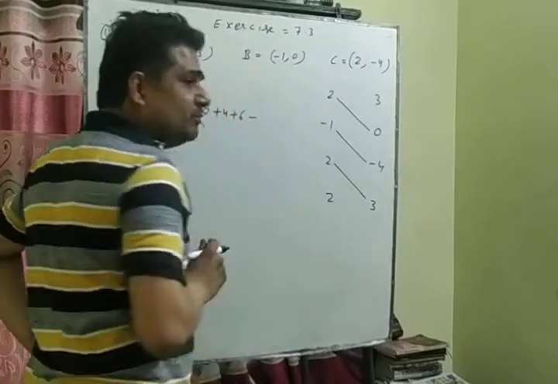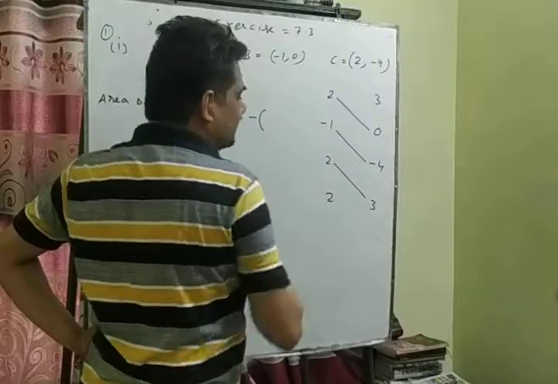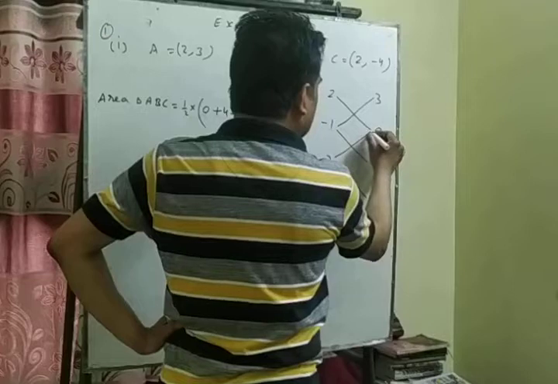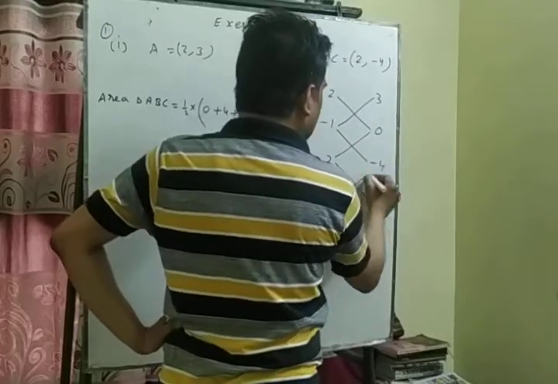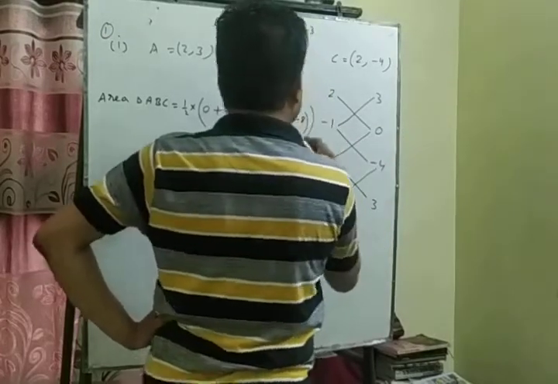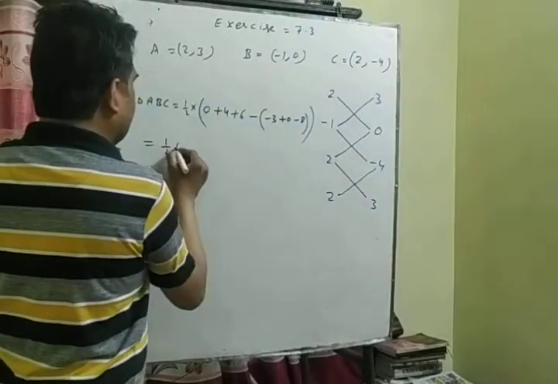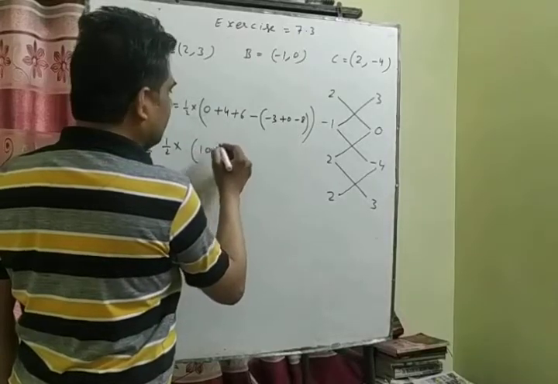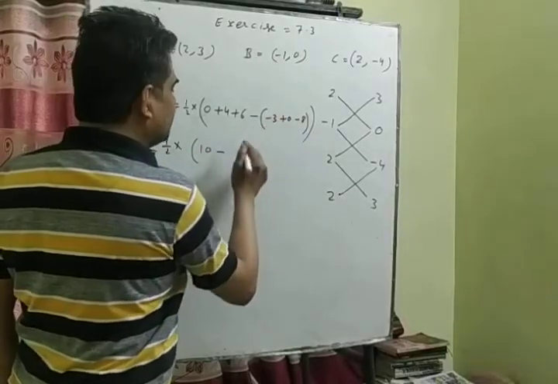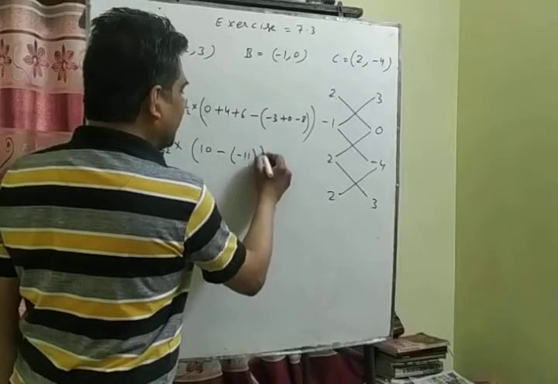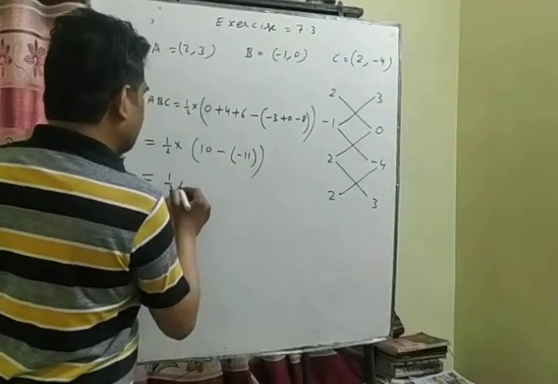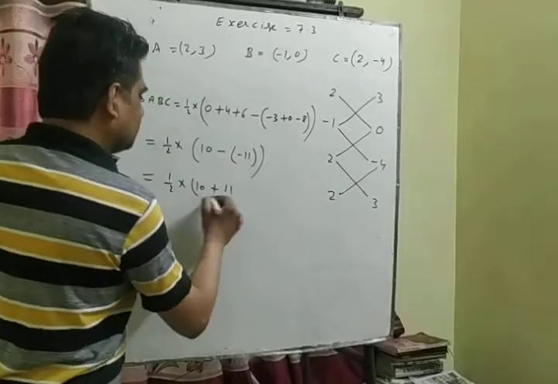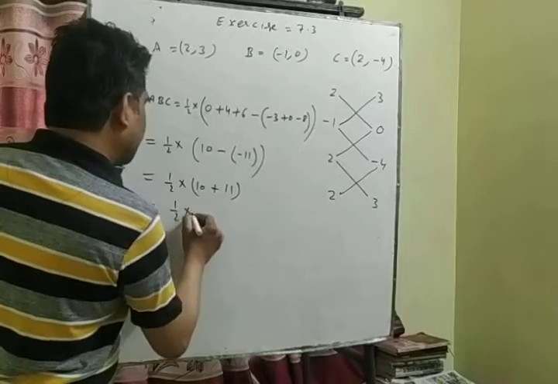After that use the minus sign. After that, bracket. Now this side: -3, 2 into 0 is 0, 2 into 4 is 8, so -8. 1 by 2 into, 4 plus 6 is 10, minus -8 and -3, that is -11 in bracket. 1 by 2 into 10 plus 11, 1 by 2 into 21.